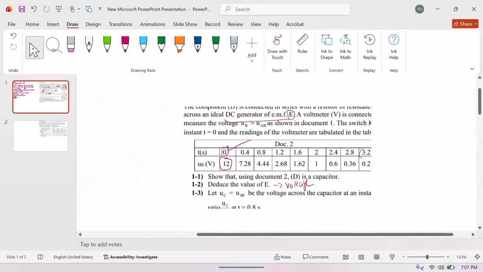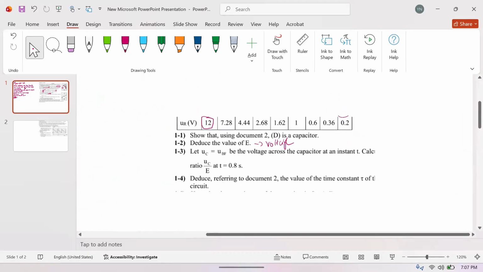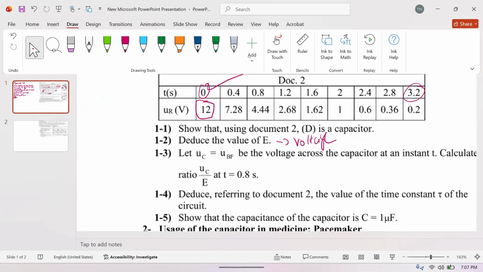Now, in 1.3, usually they ask you for E, they give you a graph, and you find where the maximum value is on that graph, and you tell me that E is 12. Here, they're just giving a table. It's the same. Instead of drawing a graph, we give a table.